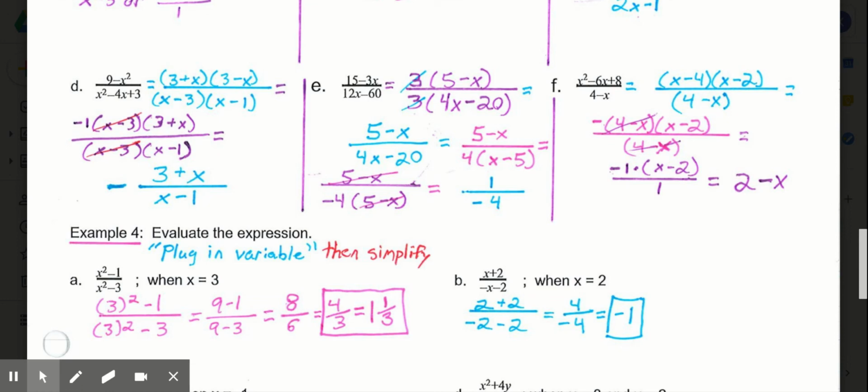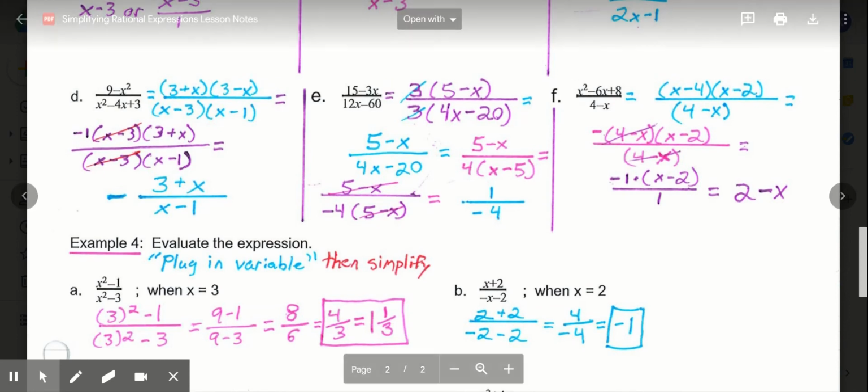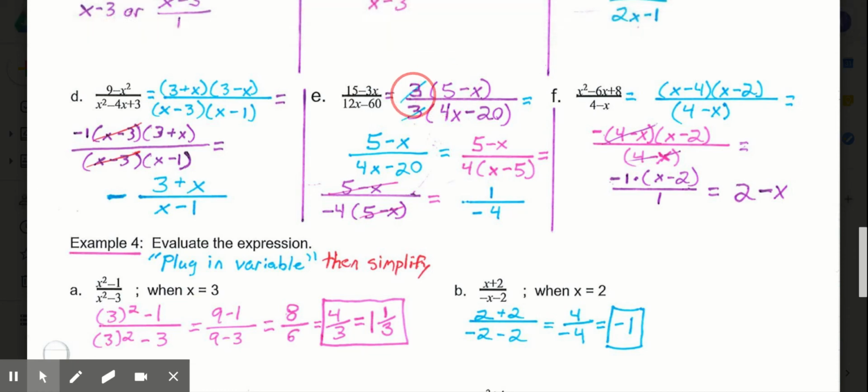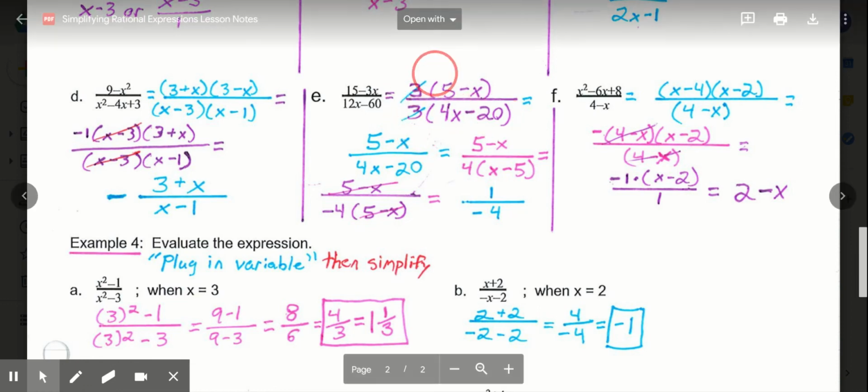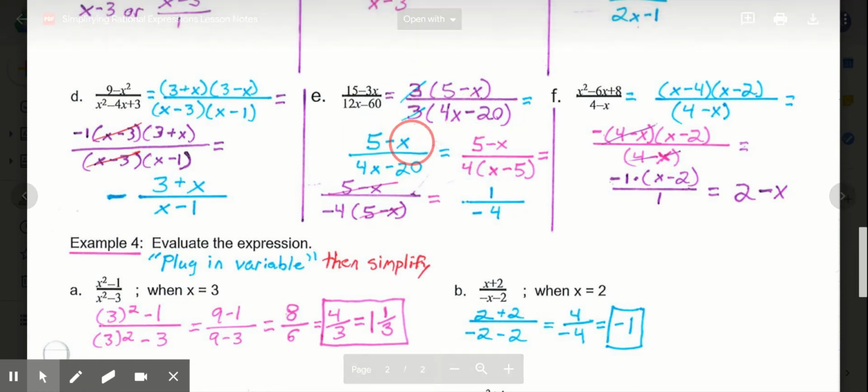In E, 15 minus 3x over 12x minus 60. Both top and bottom, we can factor out 3's. So I'm going to factor a 3 out from the top, and I'm left with 5 minus x. Factor a 3 out from the bottom, and I'm left with 4x minus 20. So those 3's can cancel, and then it becomes 5 minus x over 4x minus 20. So that bottom can factor to 4 times x minus 5.